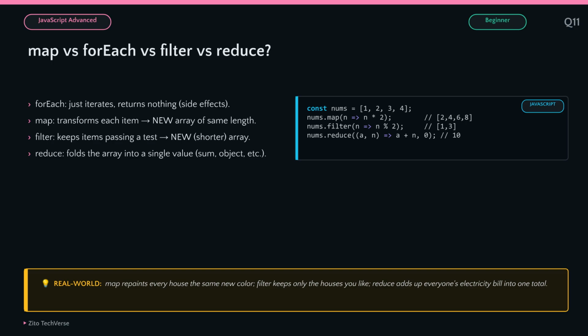It folds the whole array into a single value, whether that's a sum, an object, or anything else. Picture a street of houses. Map repaints every house a new color. Filter keeps only the houses you like, and reduce adds up everyone's electricity bill into one total.